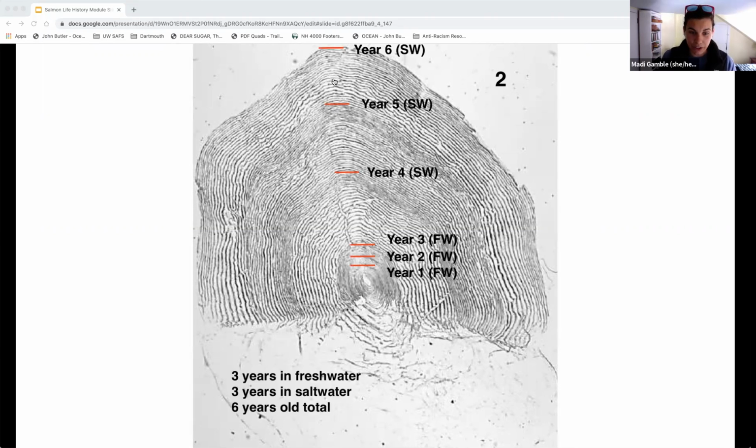Here are my annotations for scale number 2. The way I see it, this fish lived for 3 years in freshwater before migrating to the ocean, and then 3 years in saltwater before returning to spawn. So that makes for a 6-year-old fish in total.